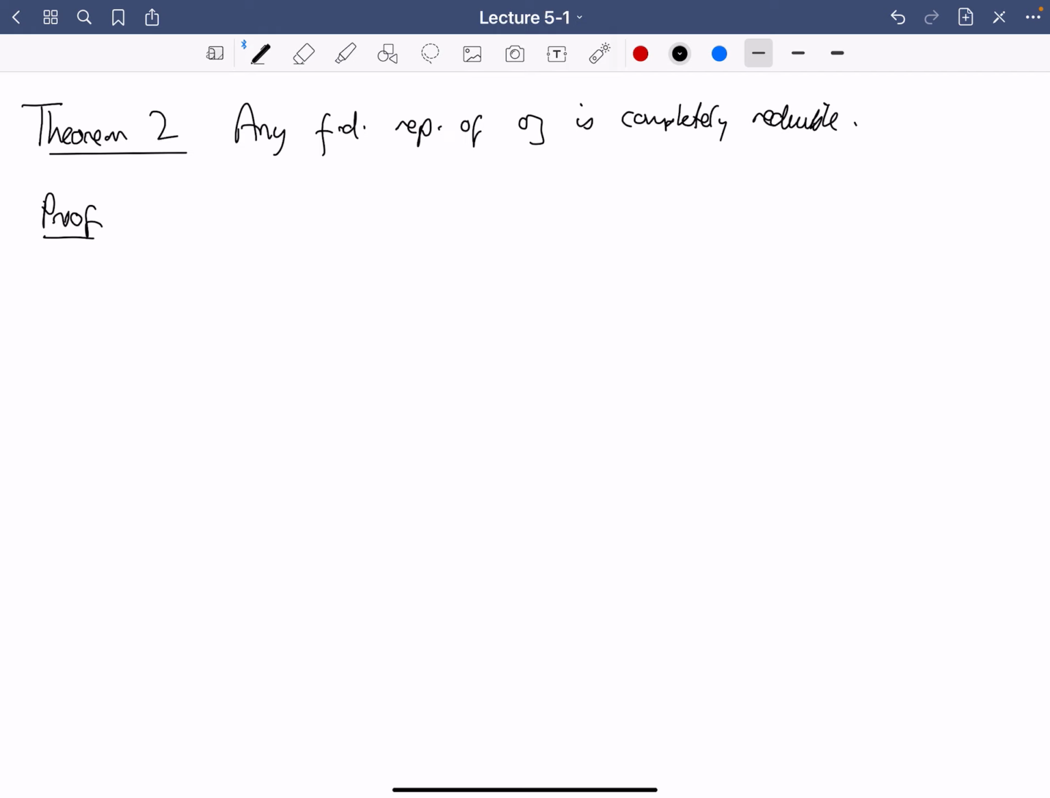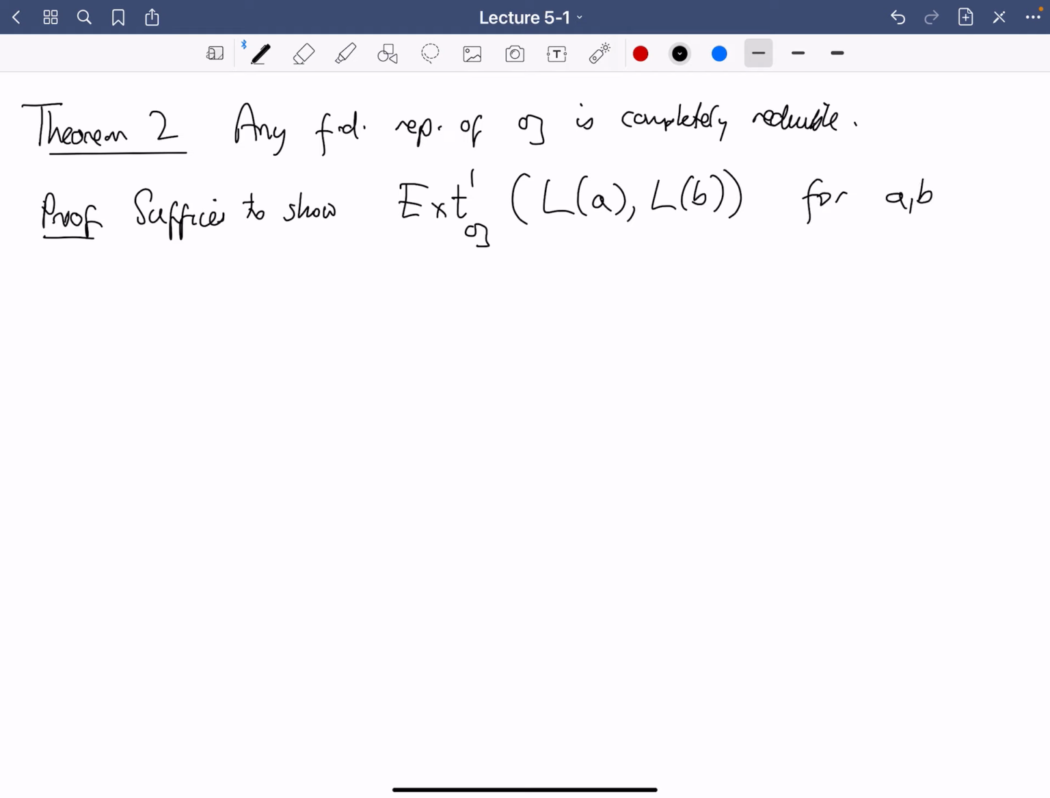So for the proof, it suffices, since we've just classified all the irreducible ones, to show that any finite dimensional one is completely reducible. All I have to do is show that there's no non-split extensions. This is a fairly standard reduction. I'm not going to go through it. If you can show there are no non-split extensions between irreducibles, then it follows that every finite dimensional representation is completely reducible.